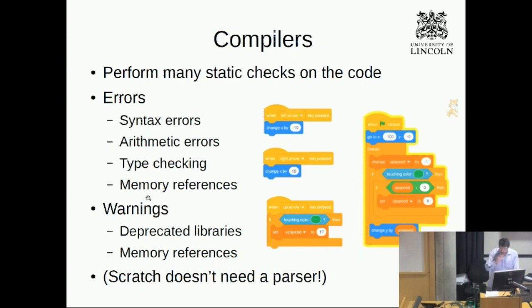And some compilers will try and help you with memory. If you're using low-level languages, C-style languages that give you access to the memory, there are many bad things that can happen when you try and reference memory that you're not supposed to, and a good compiler will be looking out for that and giving you errors and warnings about it. Some of these will stop your program from actually compiling, some will just appear as a warning.